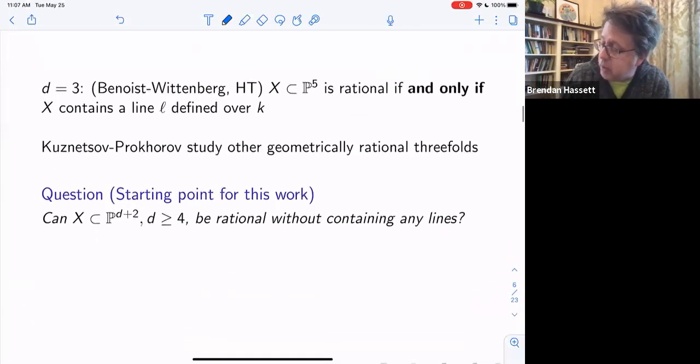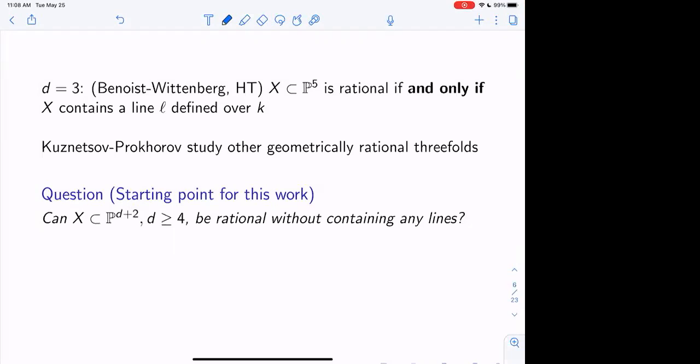For three-folds, there have been some interesting recent developments. Benoit Wittenberg, Schinkel, and myself have developed a criterion for rationality in the three-dimensional case. X is rational if and only if it contains a line defined over the ground field. In some sense, this is saying that the easy construction that I indicated at the outset is really the only rationality construction that's available.